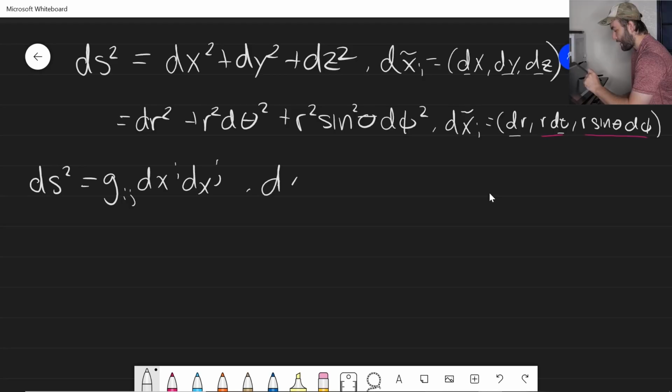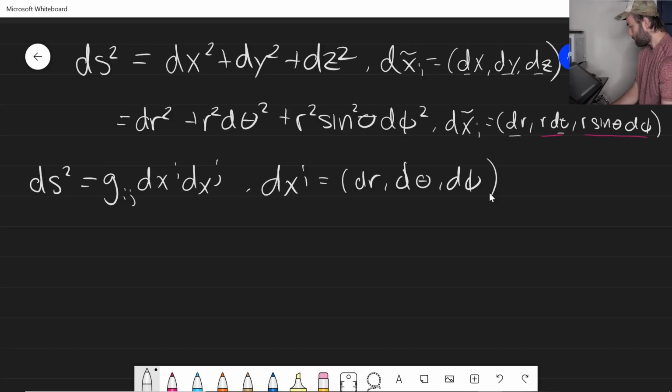So dx^i without the tilde, as the superscript, would be, well, it would still be your dx, dy, dz, because those are your coordinate displacements in Cartesian coordinates. However, in spherical coordinates, it would just be your dr, d theta, and d phi, your coordinate displacements. So when we act on these objects with the metric tensor, it knows when to tack on units of distance when it needs to, and it leaves it alone otherwise.